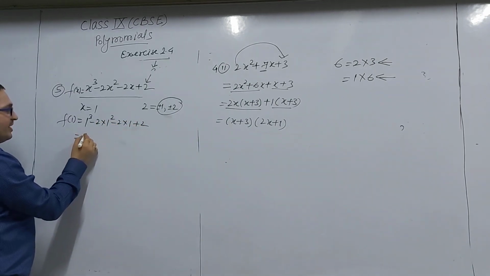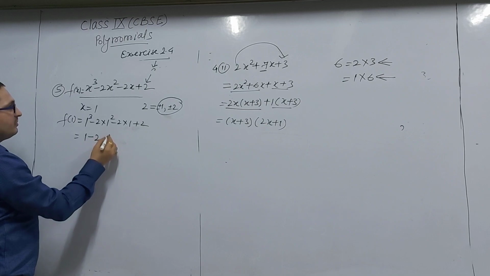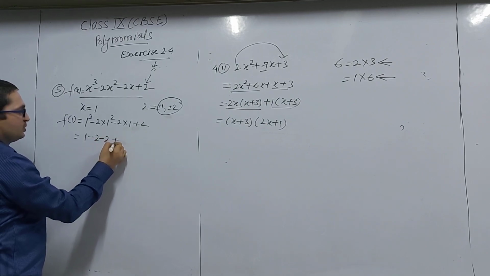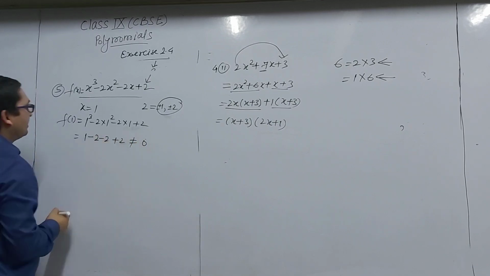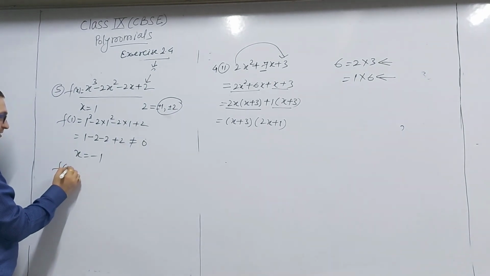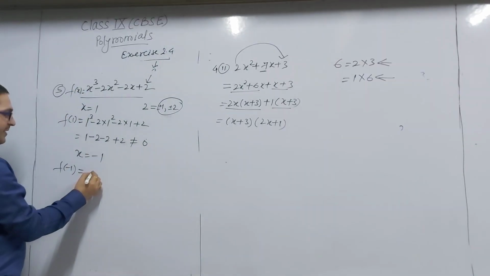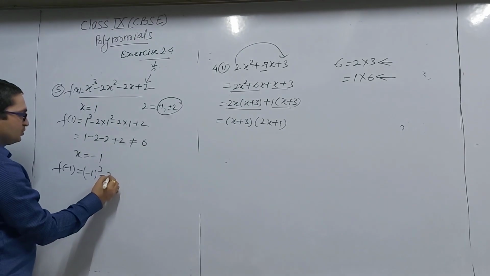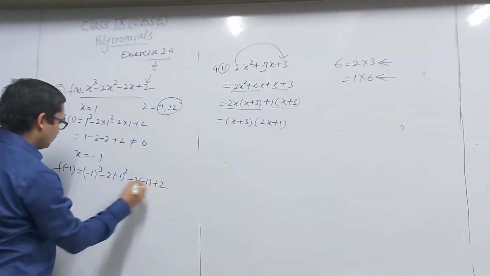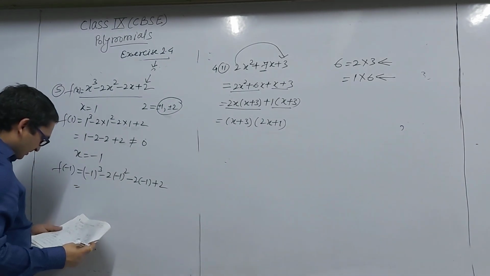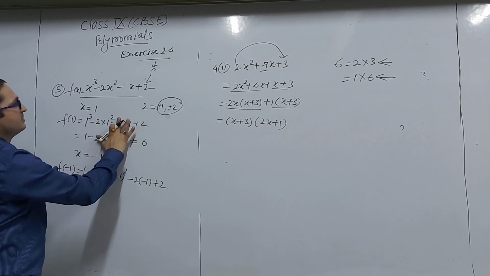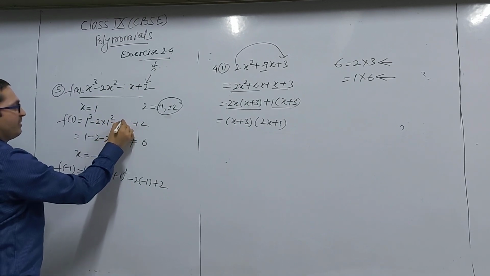Now it will be 1 minus 2, this is also minus 2 plus 2. This is not equal to 0. You can check. Now I am going to take x equal to minus 1, so f(minus 1). This is a trial and error method. So it will be minus 1 cube minus 2 into minus 1 whole square minus 2 into minus 1 plus 2. I'm sorry, this is the minus x, so minus 1 will come over here.